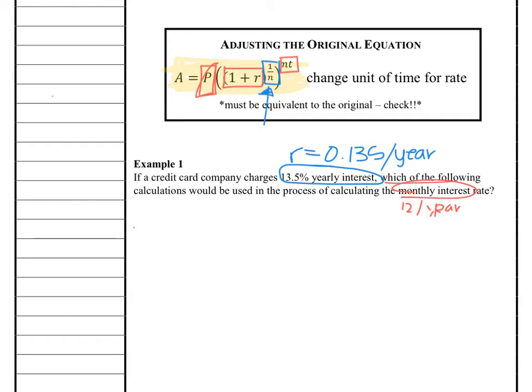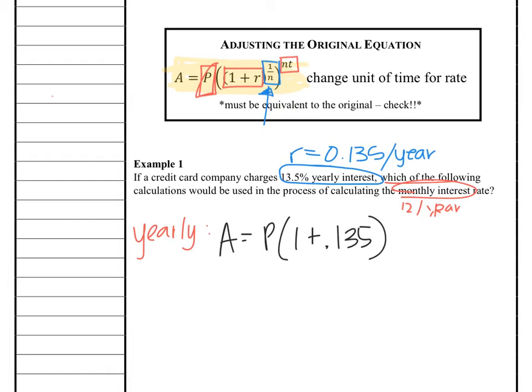Right, so we're going to write out our yearly equation first. Just like normal. We've got our principal, which we don't know, so A equals some principal times 1 plus 0.135 raised to some time t. And now we're going to just combine like terms. 1.135 raised to the power t.